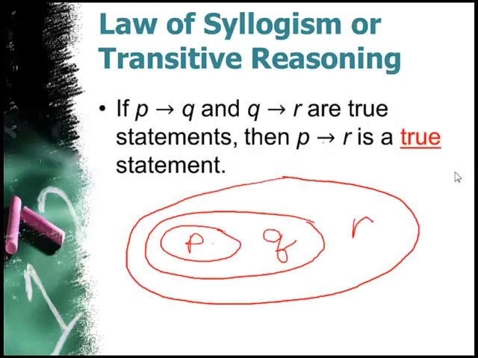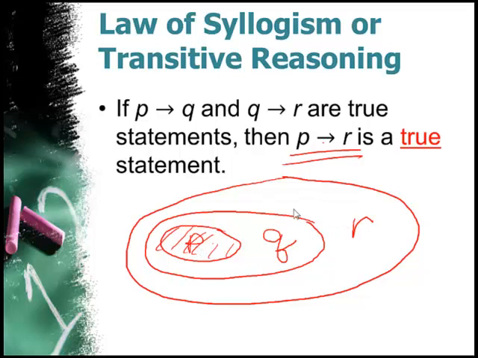So what does that mean? Well, P then Q means that P has to be completely inside of Q. Q then R means Q has to be inside of R. Well, doesn't that mean that P then has to be inside of R? It does. So we can skip straight from P to R.